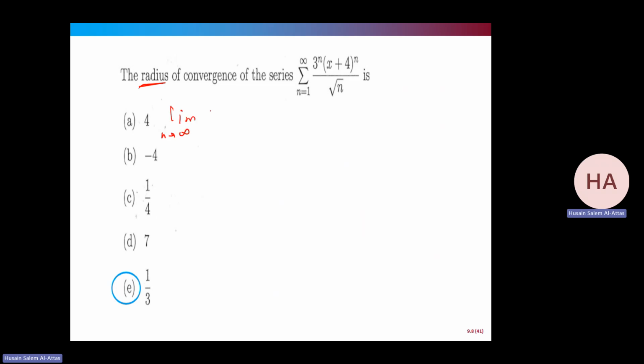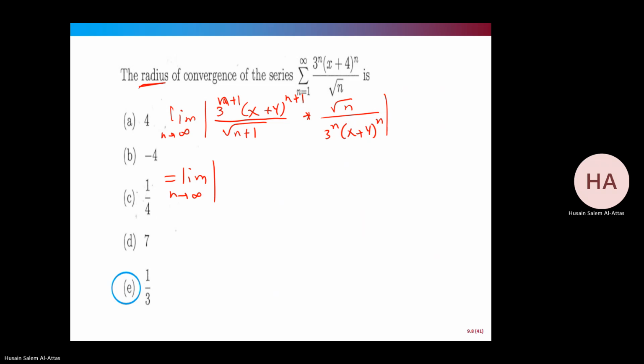Limit as n goes to infinity. I have 3^(n+1) times (x+4)^(n+1) over the square root of (n+1), times the reciprocal of that, the square root of n over 3^n times (x+4)^n. So this limit as n goes to infinity, you have 3 times the absolute value of x plus 4 times the square root of n over n plus 1.